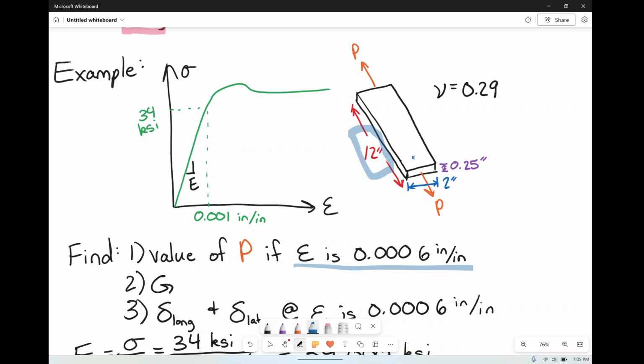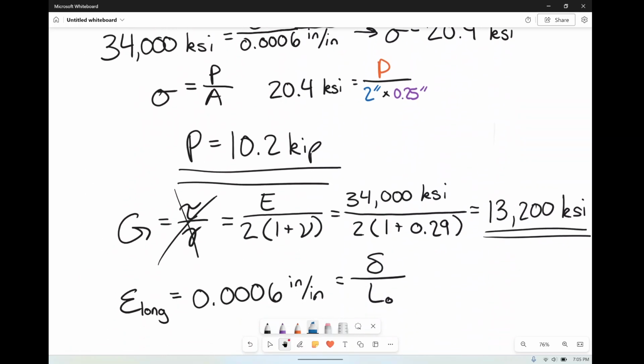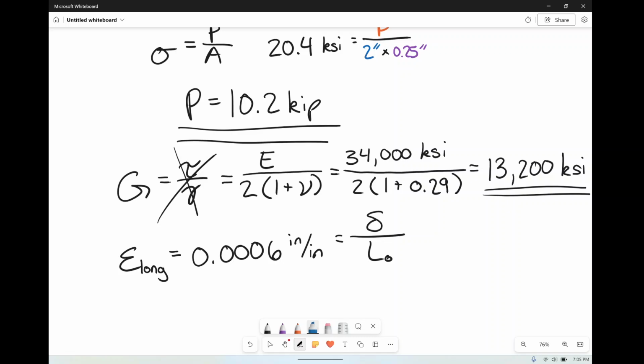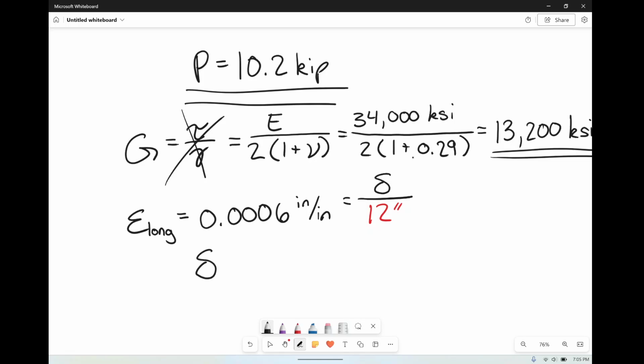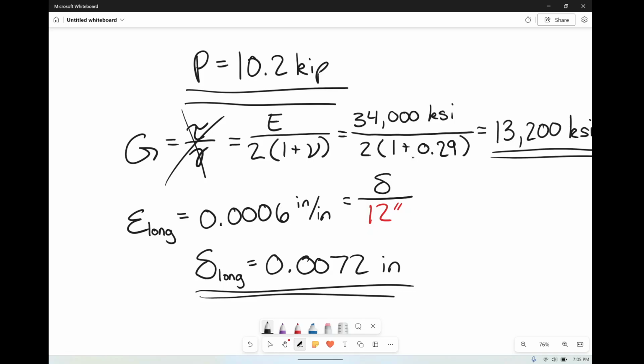Be very careful, of course, when you're looking at your problems, because if it's obviously in feet, don't forget that you might want to convert those to inches. Technically, if you didn't convert them to inches, you would get an answer in feet. But that's usually not what you want. So we did say that instead of having L naught, we had 12 inches. Okay, so we're going to multiply that out, and we're going to get that our deformation in the longitudinal direction, down the axis of the member, is 0.0072 inches.